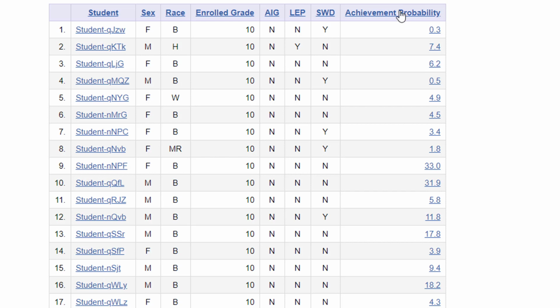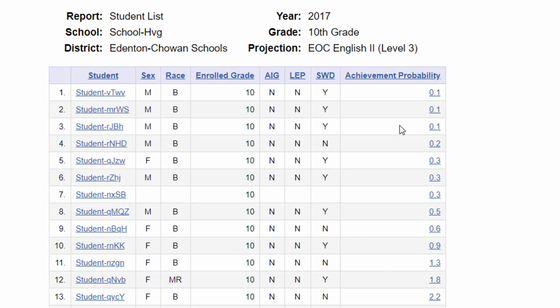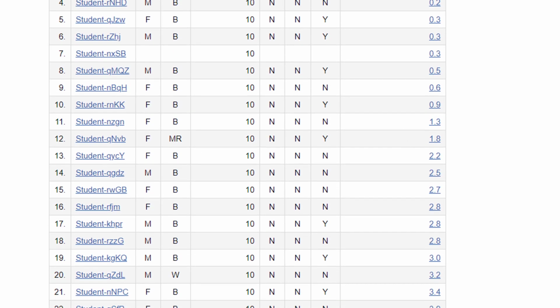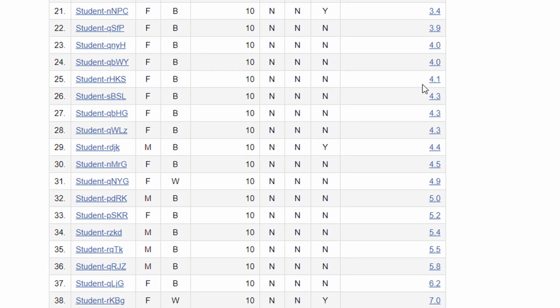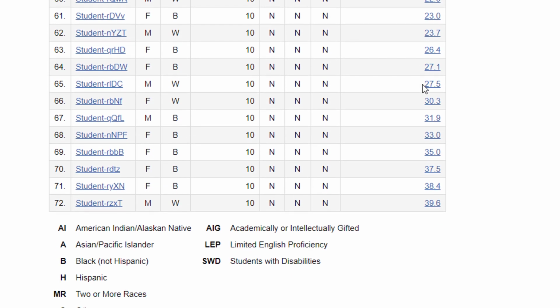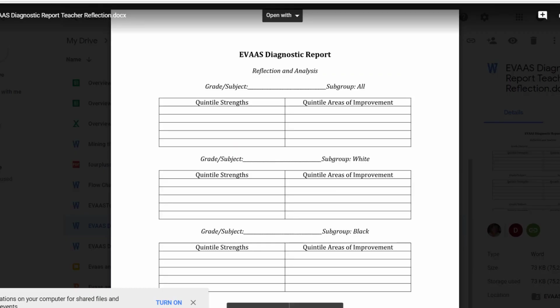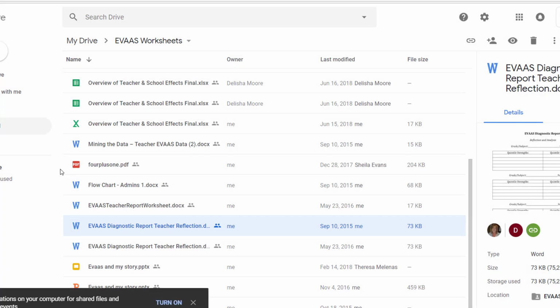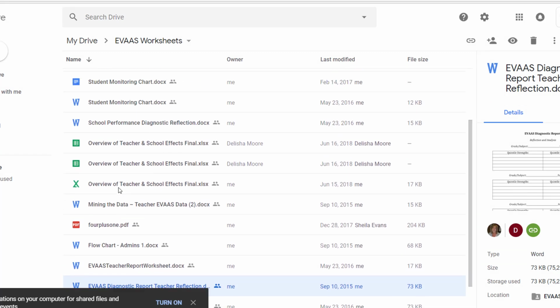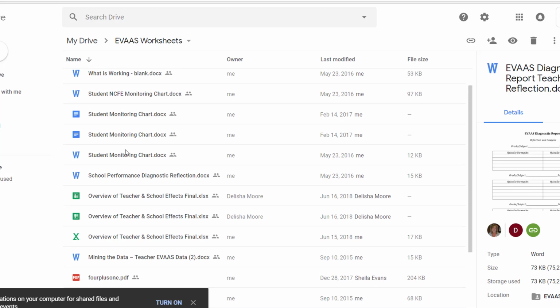I like to sort this column, so if you click on any of the columns at the top, it will sort it for you. And it's going to sort them from the students who have the lowest possible chance of making a level 3 all the way up to the students who have a 39.6% chance of making a level 3. So one thing that I would have my teachers do is go through and complete a student monitoring chart.